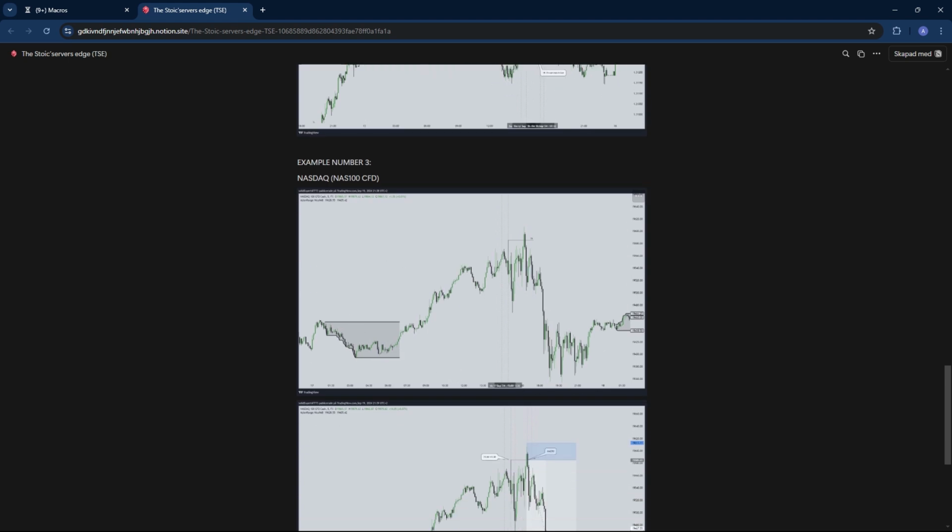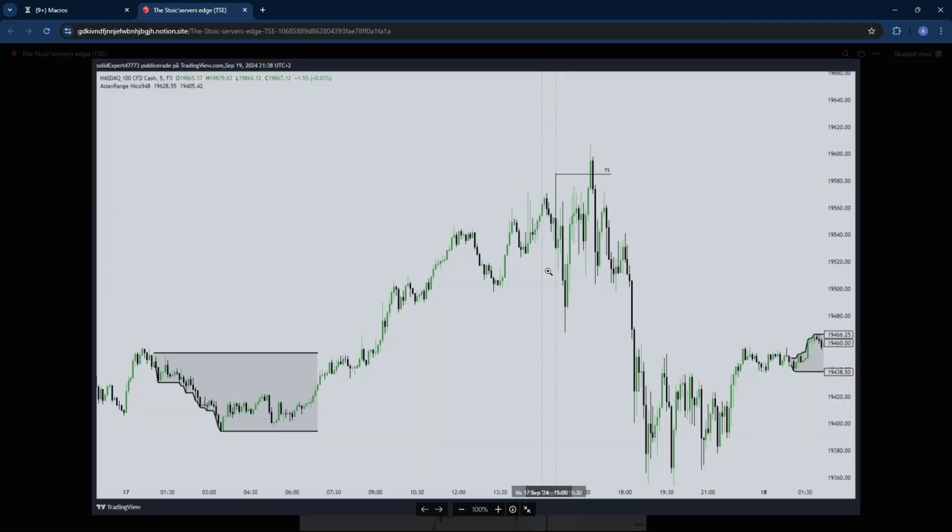Now another example here on Nasdaq, and I'll show you today's example as well. There's actually an indicator now for this as well. So I'll explain it later.